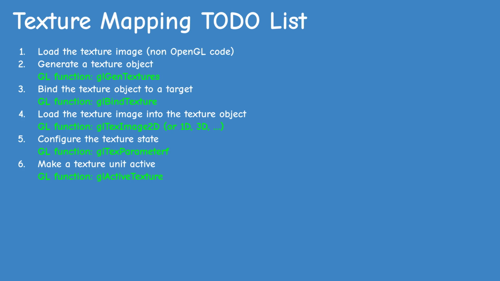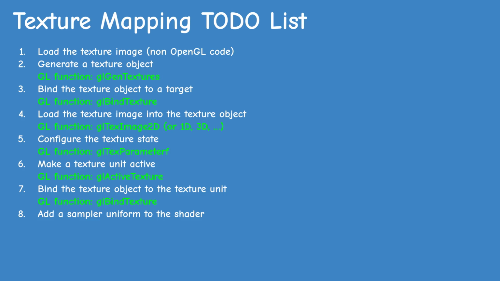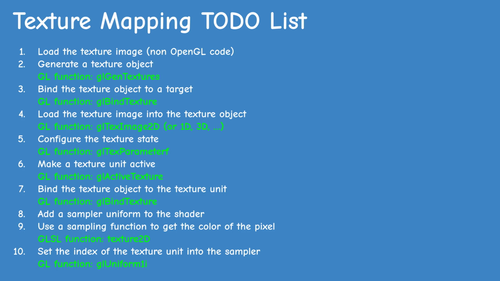We can now go ahead and make one of the texture units active. This tells OpenGL that we are going to configure this unit. We bind our texture object to the same target as before, and OpenGL performs this operation on the active texture unit. The shader must include the sampler uniform variable and a function to sample from it. We need to get the uniform location as usual and configure the index of the texture unit we want the shader to access with that sampler.